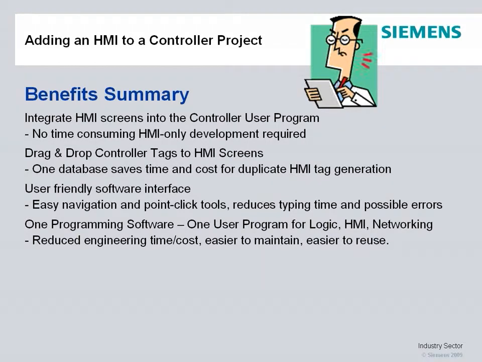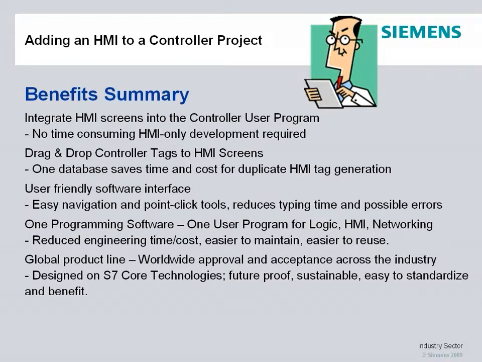With all Siemens products, its global product line, the S7 1200 included, worldwide approved, acceptable across the industry, designed on S7 core technologies, so it's future-proof, easy to migrate, sustainable, standardized, and benefit.